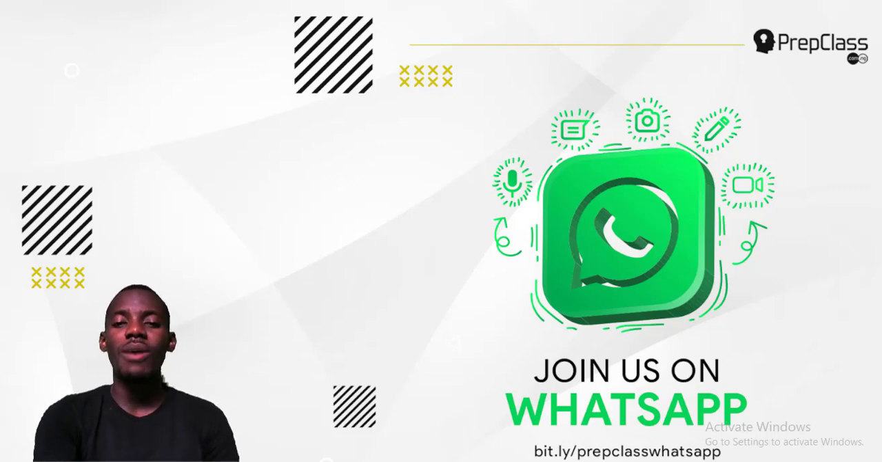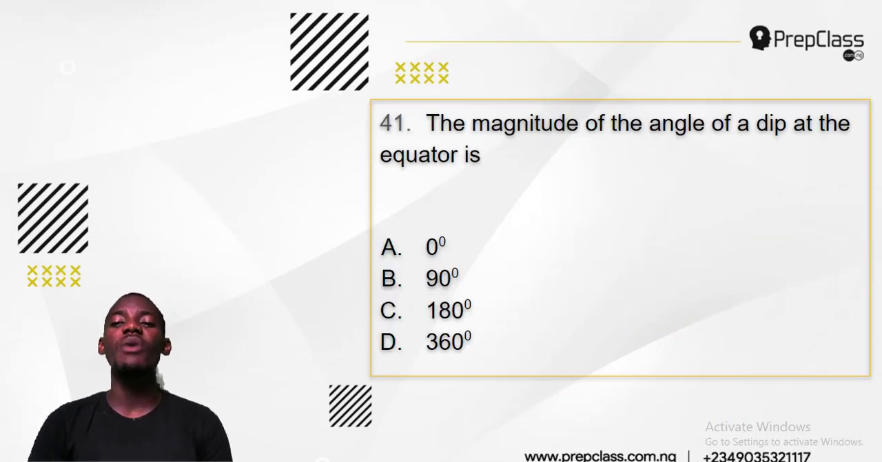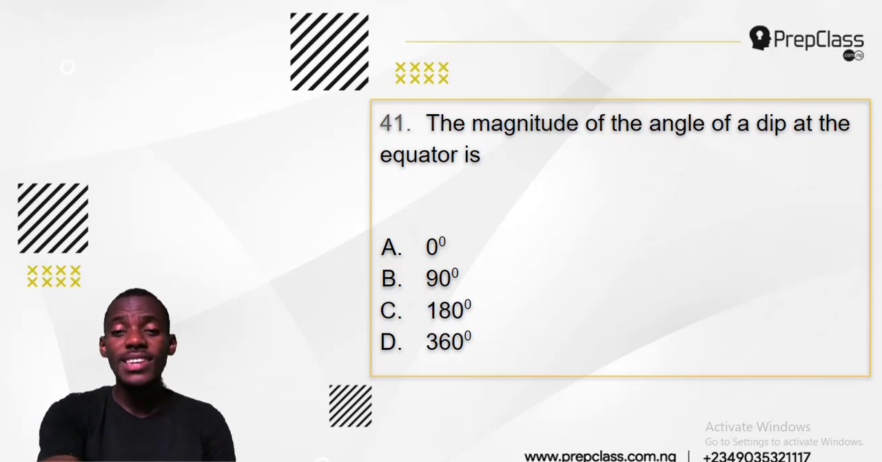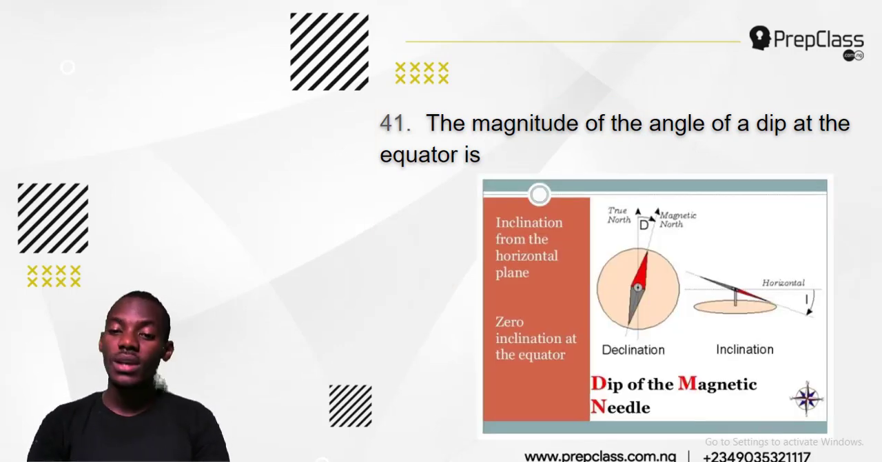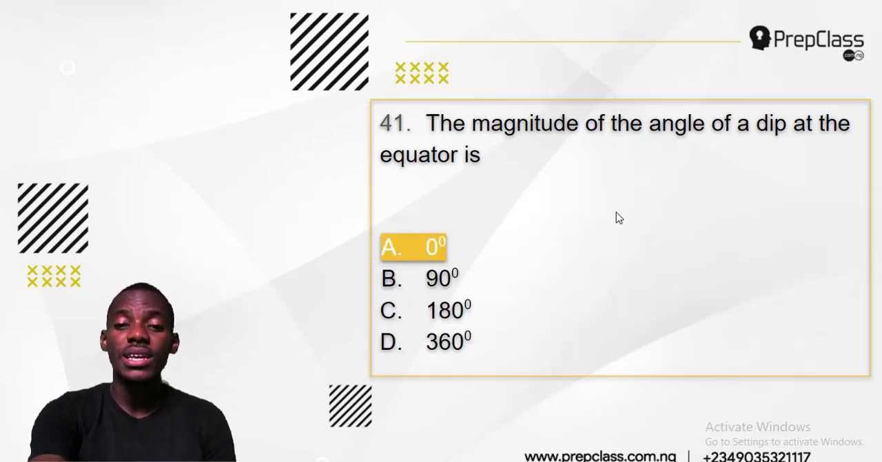Let's go to question number 41 now. The magnitude of the angle of dip at the equator is what? Now this question is under magnetism. Whenever you hear the word equator and angle of dip, it's very, very simple. Let's check it out. The inclination from the horizontal plane, and then we have the zero inclination at the equator. So the angle of dip at the equator is simply 0 degree.